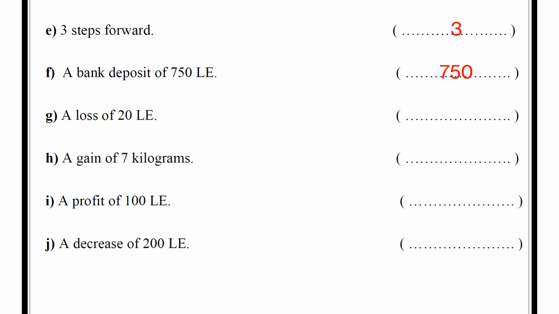Letter G, a loss of 20 LE. Loss, so it will be negative 20. Letter H, a gain of 7 kilograms. My weight will be increased, so it will be positive 7. Letter I, a profit of 100 LE. So it will be positive 100. Letter J, a decrease of 200. So it will be negative 200.